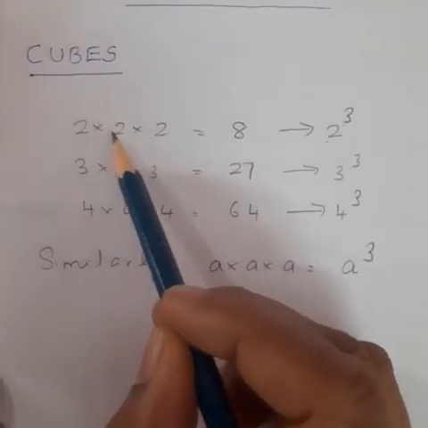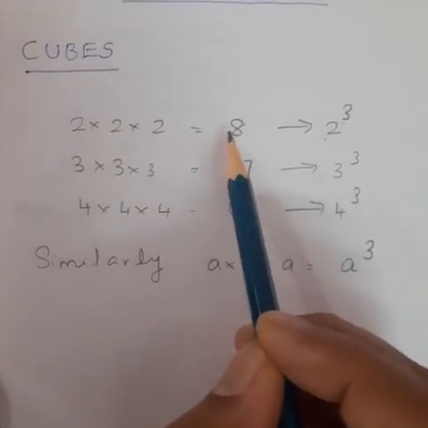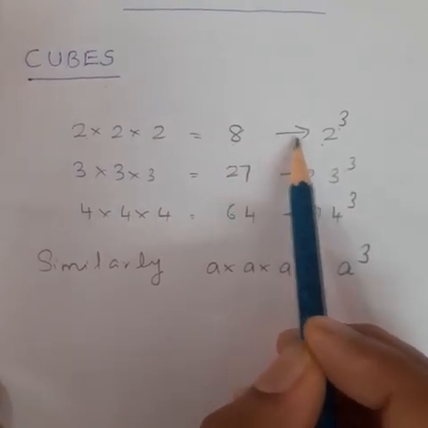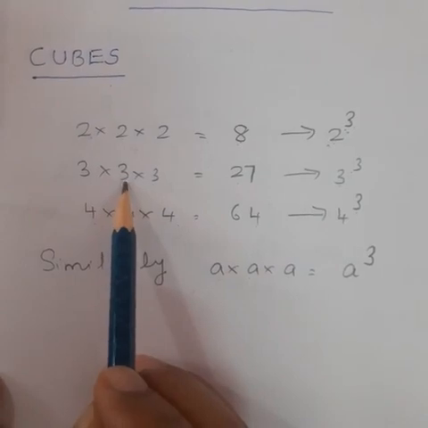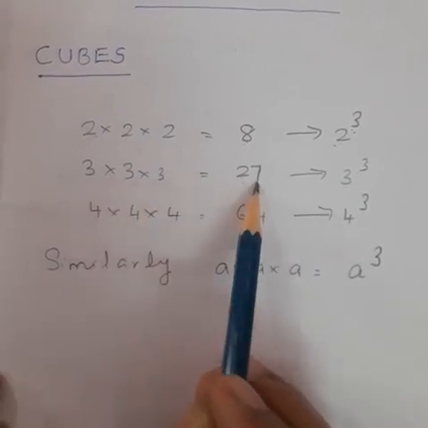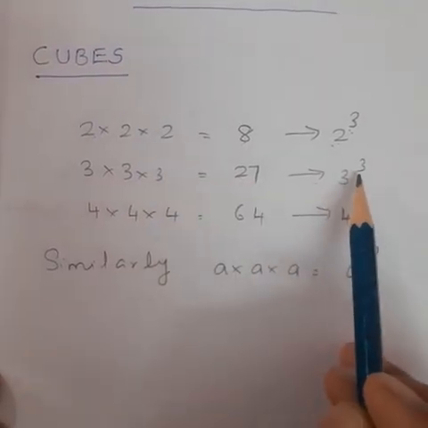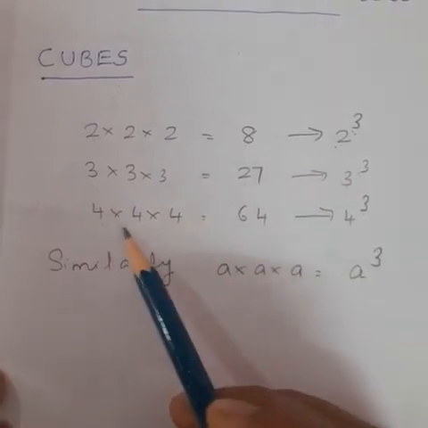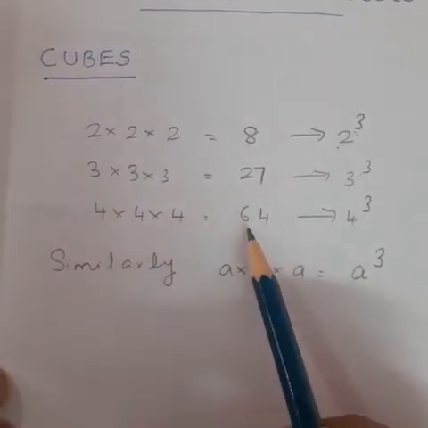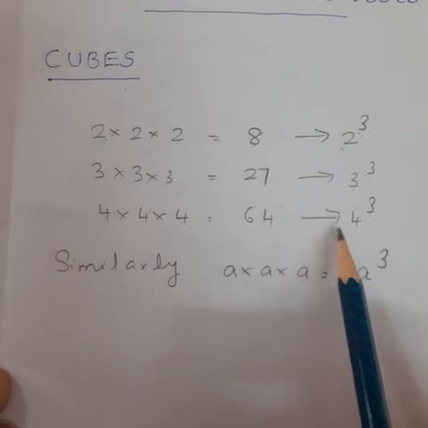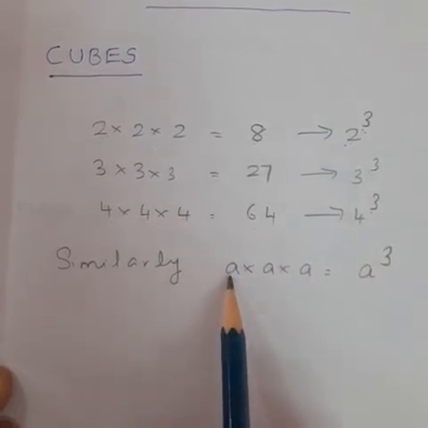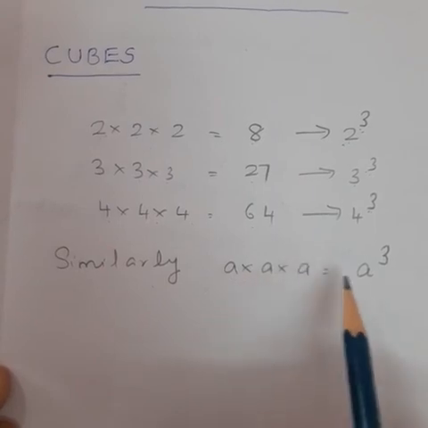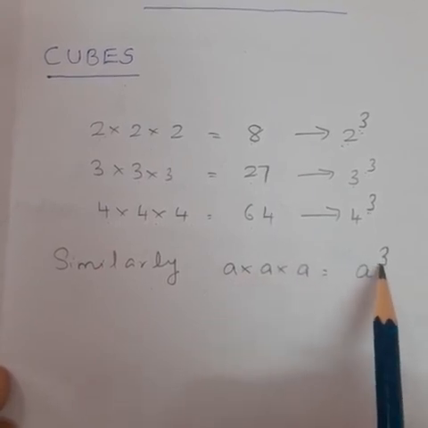First of all, let's study how to find the cube of a given number. Here 2 into 2 into 2 is equal to 8, that means 2 to the power 3. 3 into 3 into 3 is equal to 27, that means 3 to the power 3. 4 into 4 into 4 is equal to 64, that means 4 to the power 3. Similarly, we can write a into a into a is equal to a to the power 3.